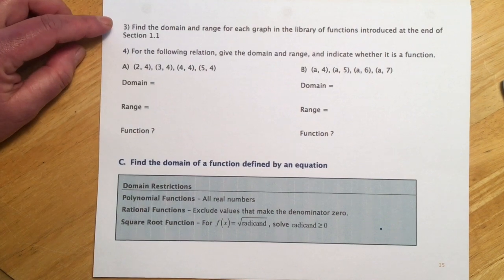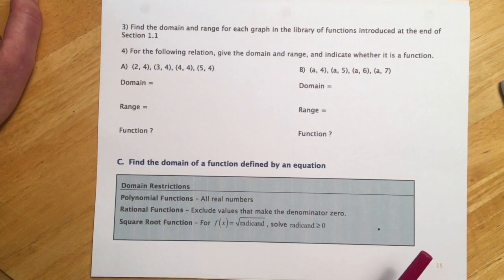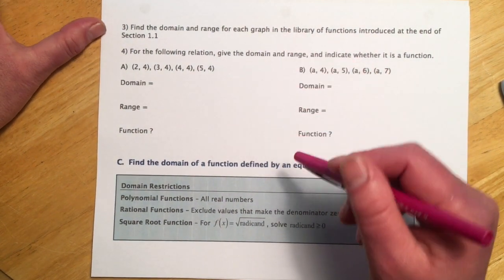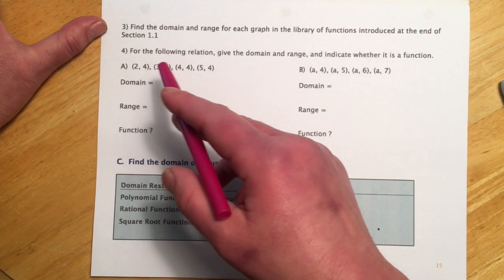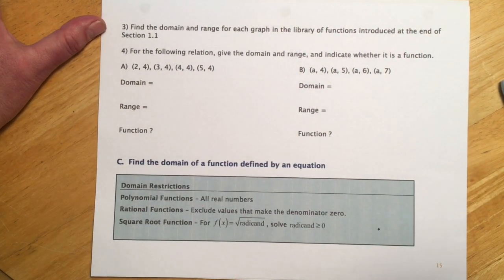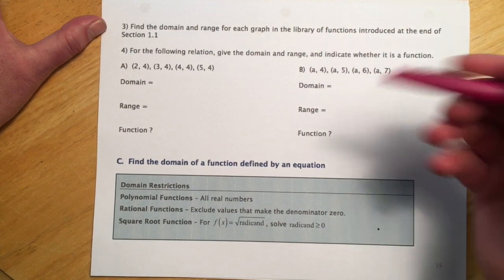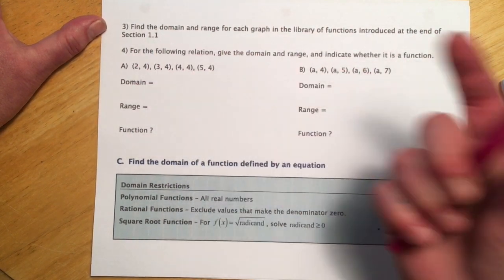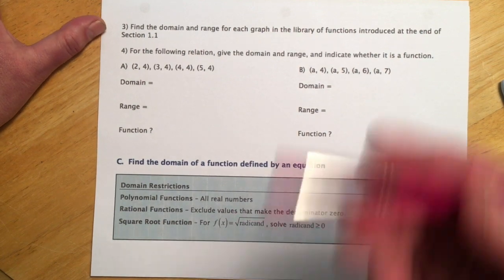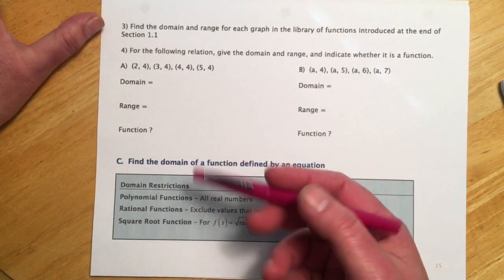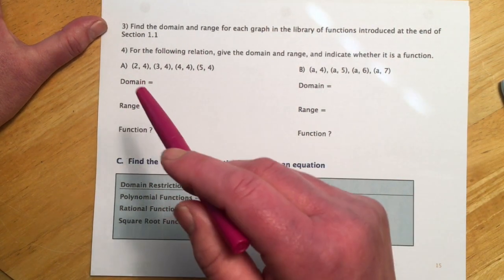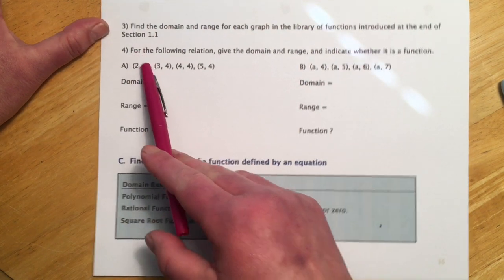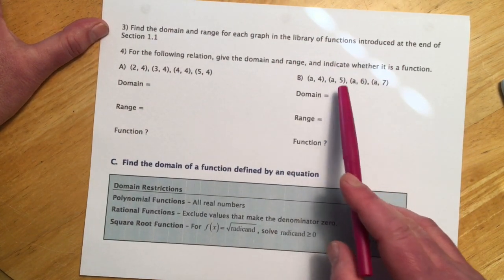So then question 3, find the domain and range for each of the graphs in the library of functions introduced at the end of 1.1. So that was the last video where I was doing is the function one-to-one and what's the domain and range. So I kind of did number 3 as sort of a separate video, just for some more work with domain and range graphs.